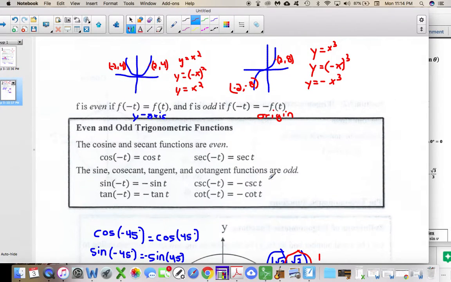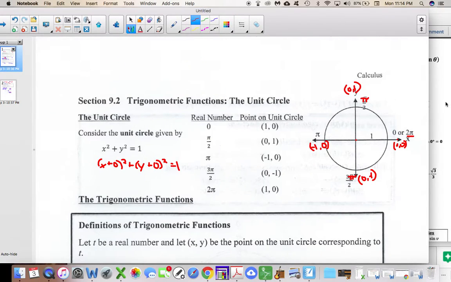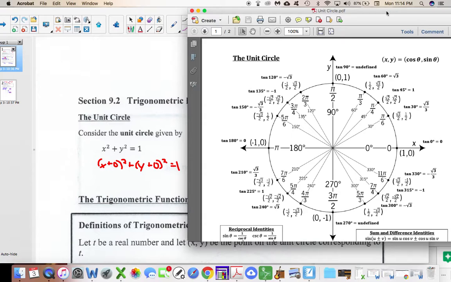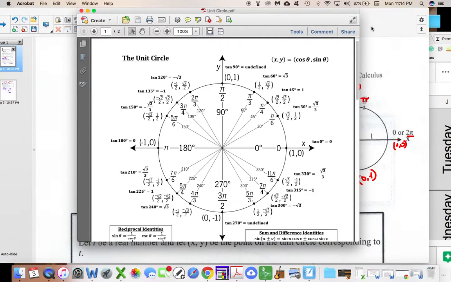I'm going to make you memorize a little bit more of this unit circle after we do section 9.3, so get prepared for that. If you want to start studying this unit circle, go for it. But I'll show you some tricks as to how to remember what's on this unit circle.